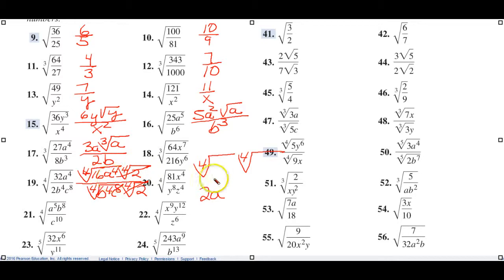2a on the top here. And on the bottom we'll have b and c to the second, because c to the eighth can be divided by 4, which gives us c to the second. Well, that's basically how all these are done, and I want to keep this short, so that's where we'll stop.